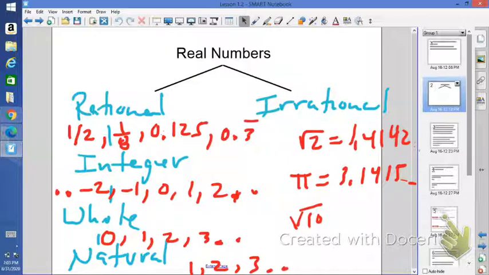Square root of 10. All right. So the square root of any number is irrational unless that number is a perfect square. So the square root of 4, that's not irrational because the square root of 4 is 2. All right, and so 2, as we'll see, would be classified as a natural number.